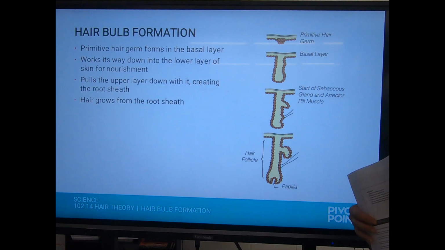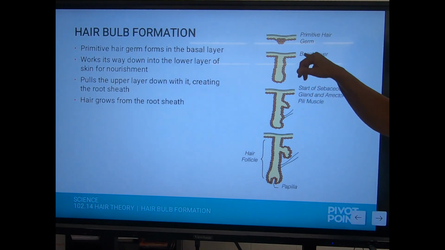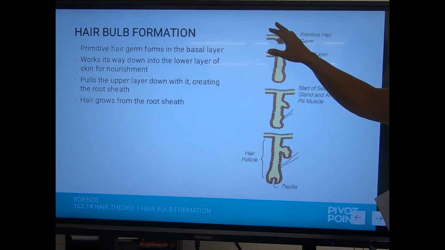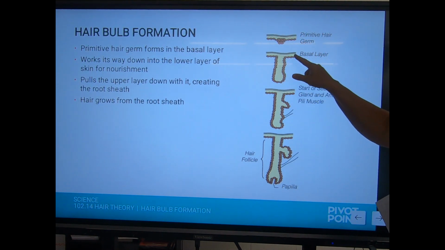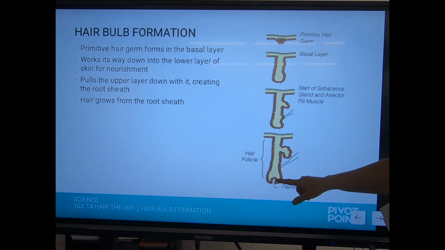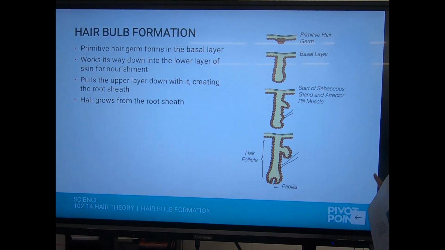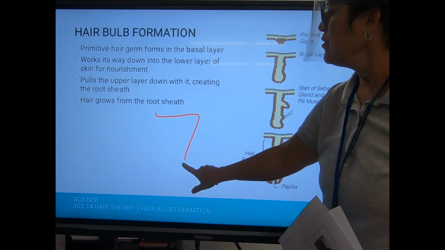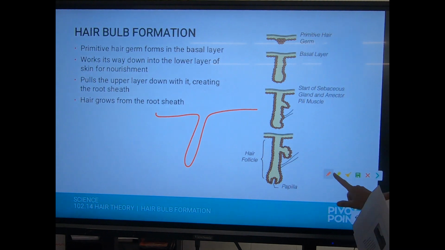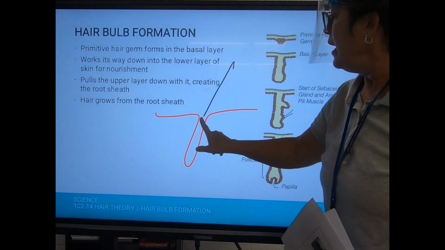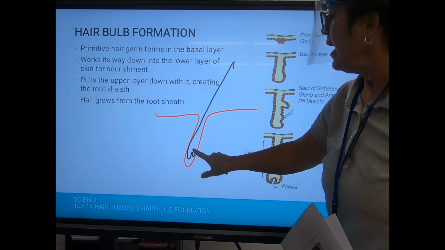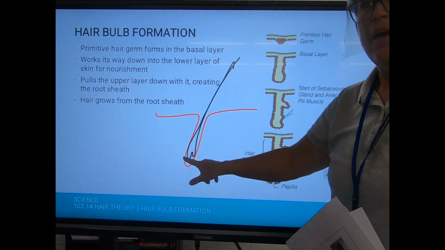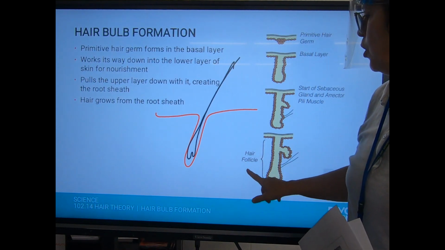Okay, the hair bulb formation. So what they're saying is there's a primitive hair germ, and as it grows, it extends and it forms a pocket in the skin that becomes the hair follicle. So let me draw here. So here's our skin. Here's our hair follicle. Okay, here is our hair growing out of it. Okay, you'll see it has a larger area down here. This is called the hair bulb.